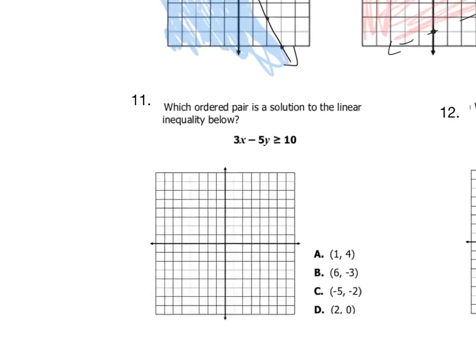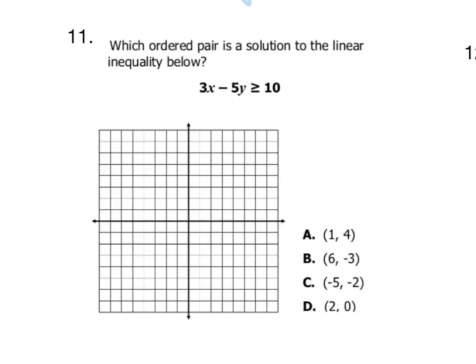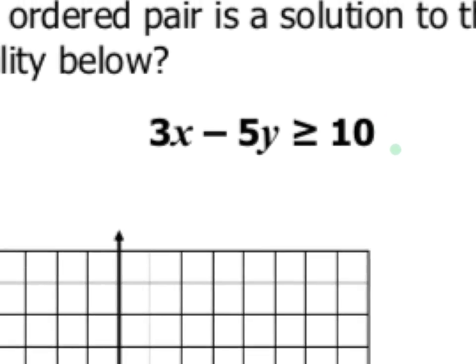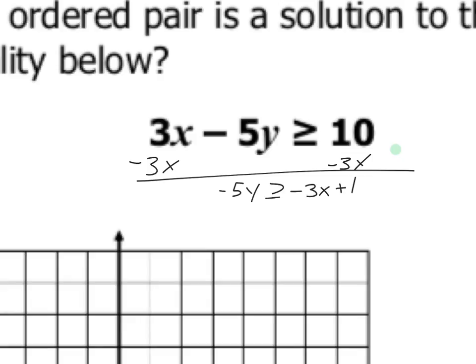Number 11. Which ordered pair is a solution to the inequality below? So if you get a problem like number 11, just first graph this inequality on the coordinate plane. You know how to do that. You'd subtract by 3x first. Then you get -5y is greater than or equal to -3x plus 10.